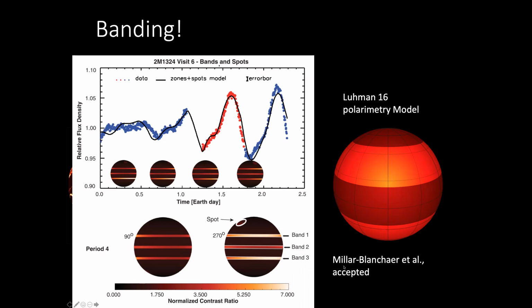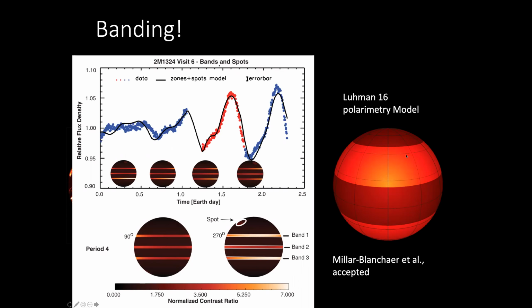And these bands have slightly different periods. And so you end up getting beating in your photometric signal, where sometimes they add destructively and sometimes constructively to your photometric signature. And I think in this case, you can also get this little bump there, for example, which could be explained by a spot in addition to these bands.